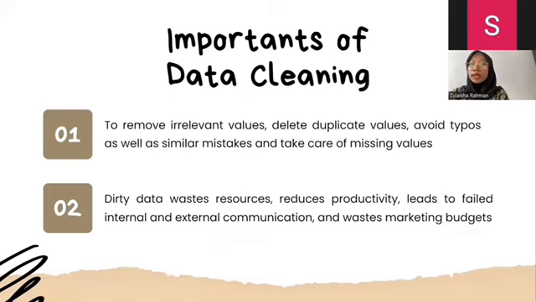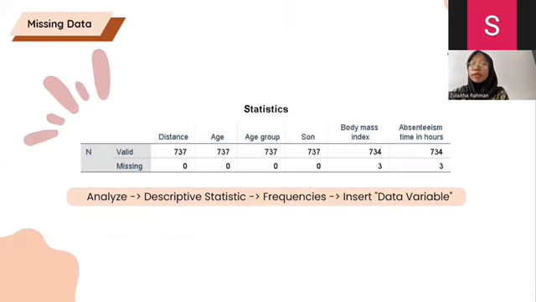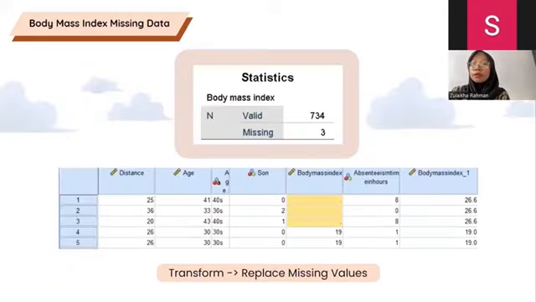The dirty data needs to be cleaned as dirty data wastes resources. Reduced productivity leads to failed internal and external communication and wasted marketing budgets. In this project, we found two variables with missing data, which are the BMI and absenteeism data, which both are missing 3 data values.